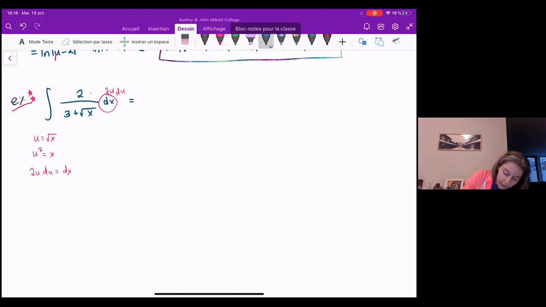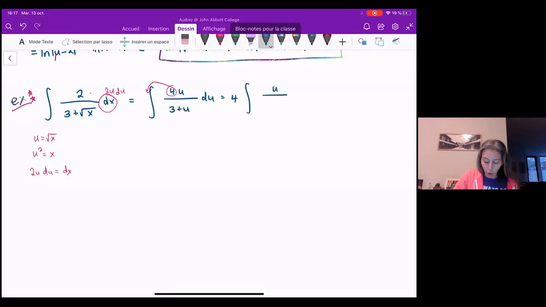So then when I rewrite this integral, I have a 4u up top, and then a 3 plus u down on the bottom. Now that 4 is a constant, so I'm going to bring it to the outside of the integral. So this is 4 times the integral of u over u plus 3 du.